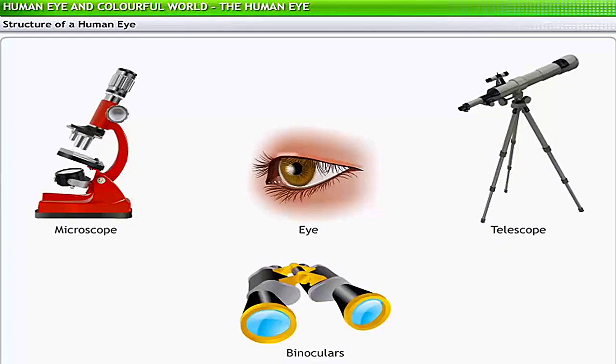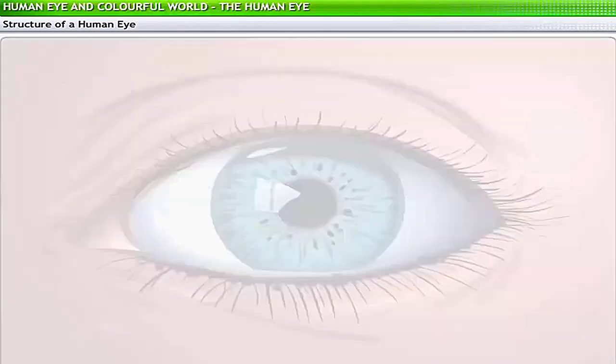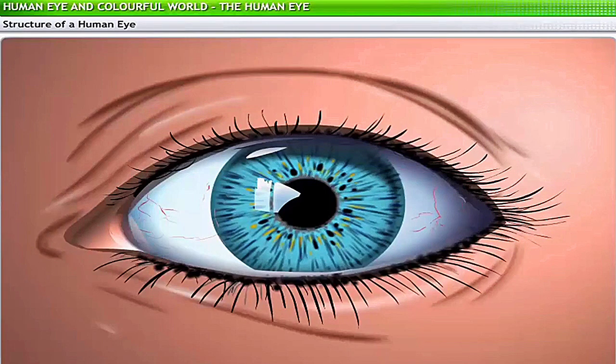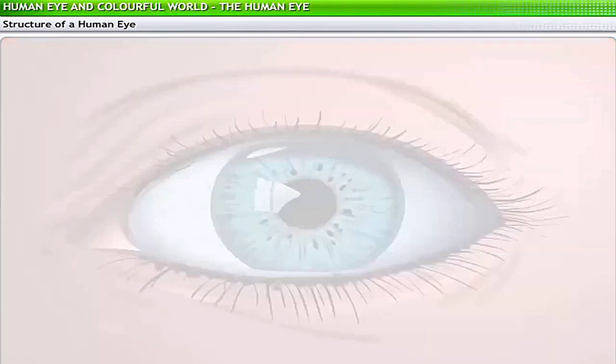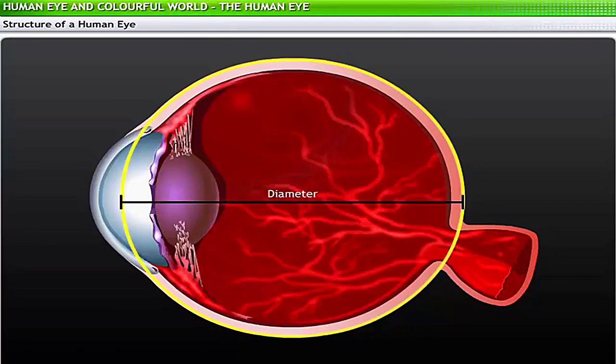In a technical sense, your eye can be considered an optical device, that is, an instrument of vision that detects light. Let's look at how this optical device works. First, we'll examine the structure of the eye. A human eye is spherical in shape, with a diameter of approximately 1 inch. It constitutes about 30 major and minor parts.